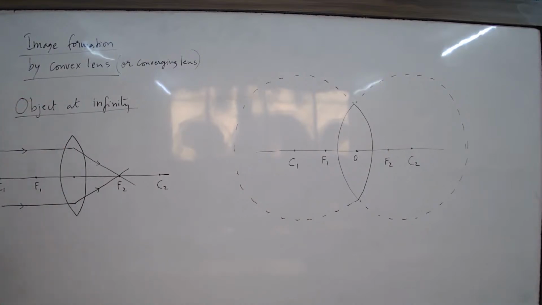Where is the image now? Image at, you'll say F2. What is the nature of image? Real and inverted. First you write real and inverted. Then the size is point sized. Highly diminished or point sized. Or you can say highly diminished.